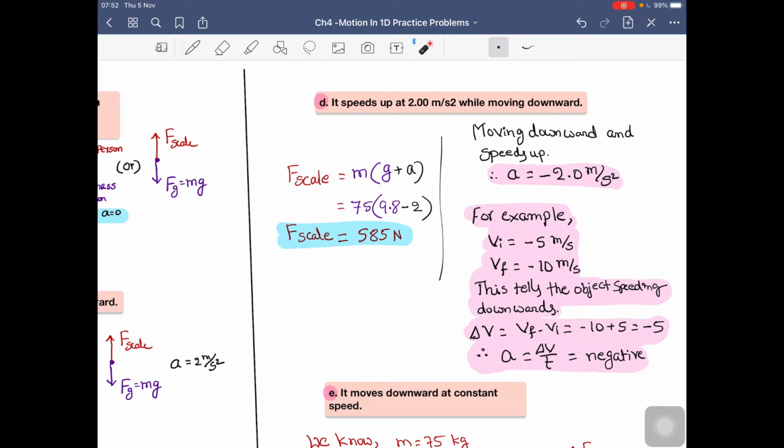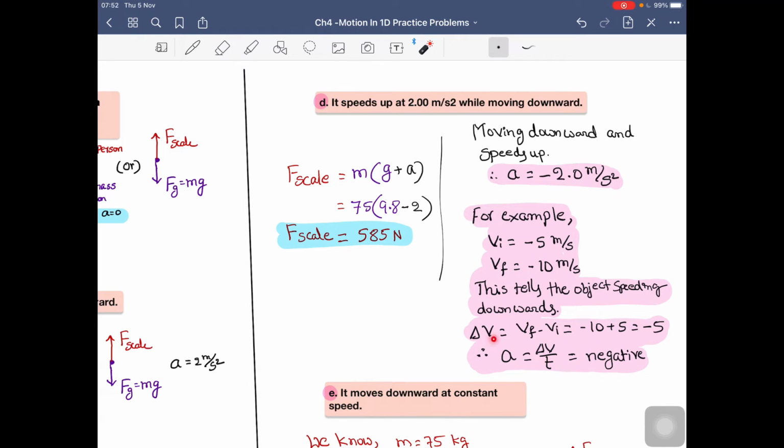Now the object is speeding up in the downward direction. So here also we will get a negative A value. But still, if you cannot remember this, take some random numbers and check yourself. Here I took Vi as negative 5 meters per second and Vf as negative 10 meters per second. It tells us the object is moving in the downward direction and is speeding up.